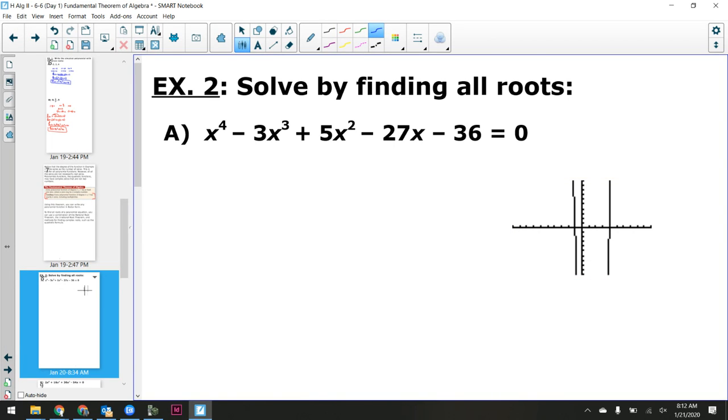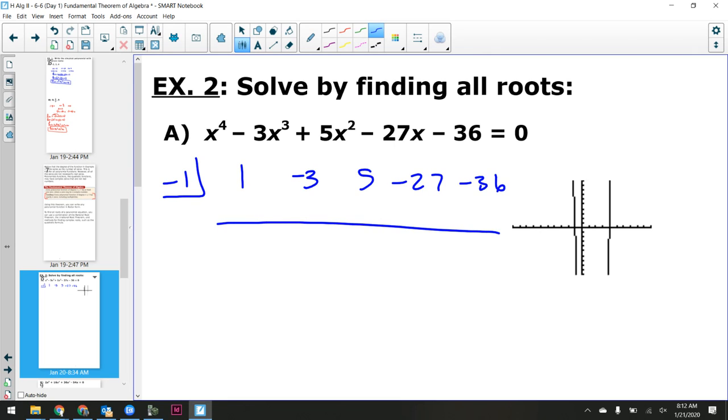Okay, so where do they look like they exist? One looks like a -1, so let's test it out. Let's test a -1. I got a 1, a -3, a 5, a -27, and a -36. So this gets me a 1, a -1, a -4, a +4, a 9, a -9, a -36, a +36, and a 0.